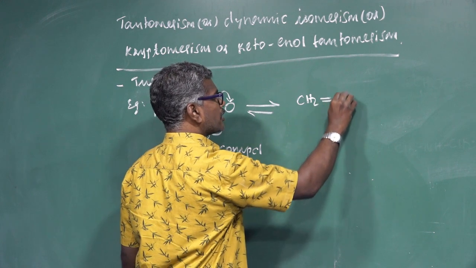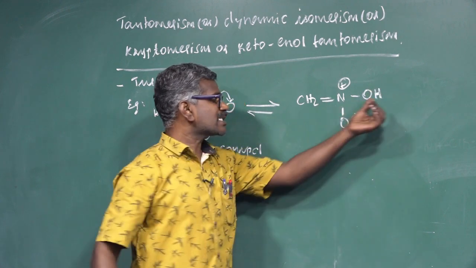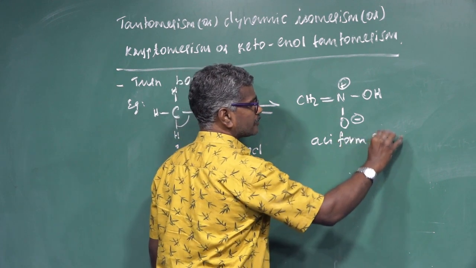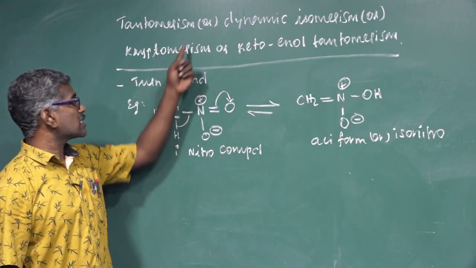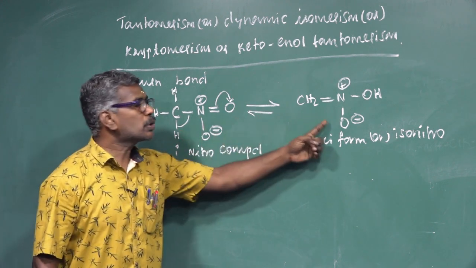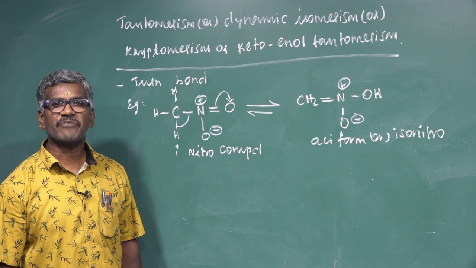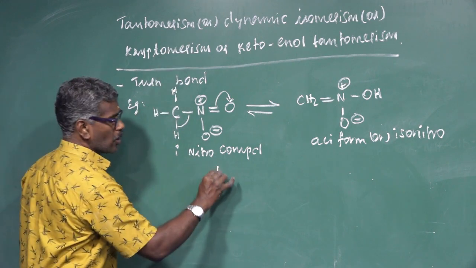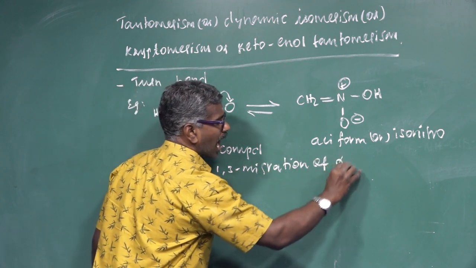CH2 double bond, N positive charge, oxygen negative charge, OH. This hydrogen is an acidic hydrogen, so aci form or isonitro form. What is the definition for tautomerism? A single compound exists in two readily interconvertible structures due to 1,3 migration of alpha hydrogen. This is known as tautomerism. What migration? That is a 1,3 migration of alpha hydrogen atom.